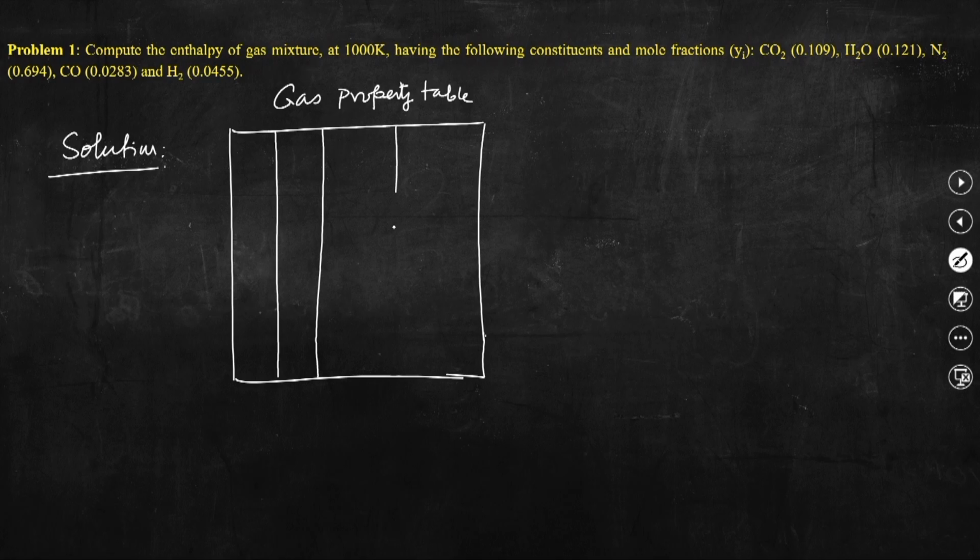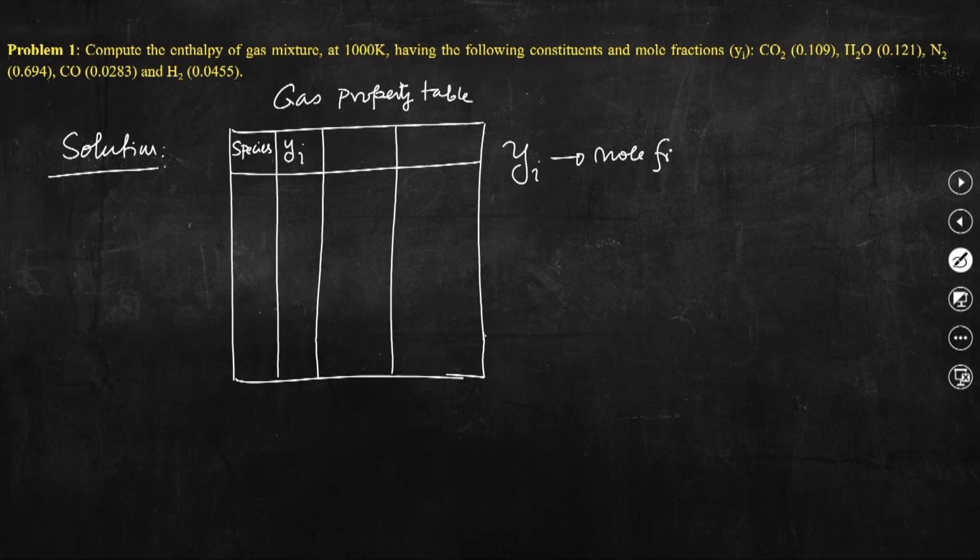We need to know two important thermodynamic properties, as such two important concepts of enthalpy, to estimate the total enthalpy of the gas mixture. So, let me write here. This is species, and this is mole fraction yi. So, yi is the mole fraction of ith species.